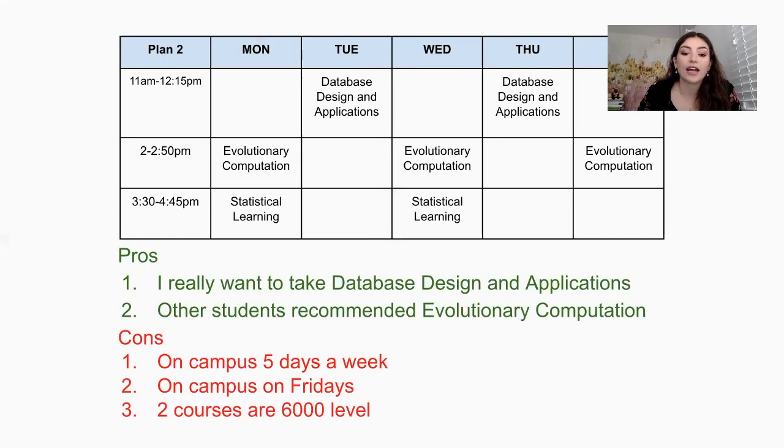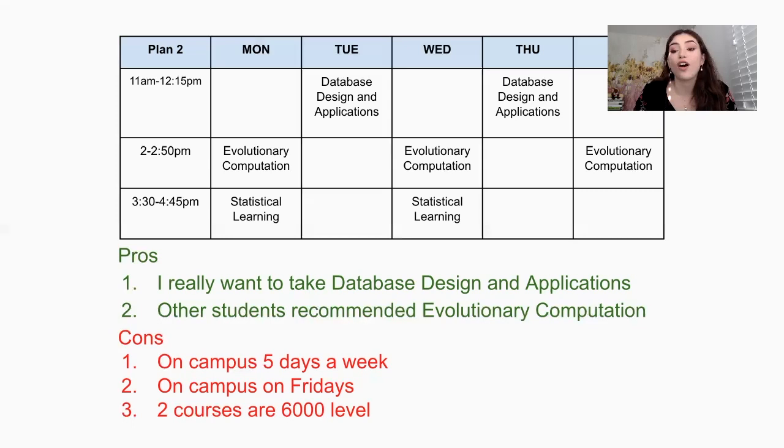One is that I really want to take database design and applications. That was one of the first courses that I thought of because I'm interested in doing an internship in data analytics, and it's really good to have experience with databases and data. And then another pro was that other students recommended evolutionary computation.